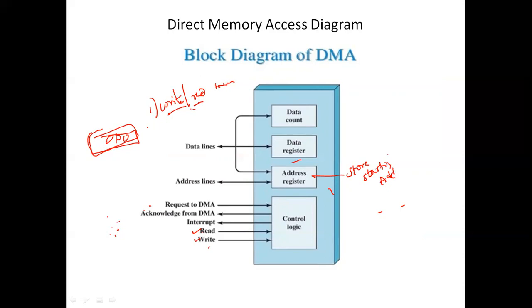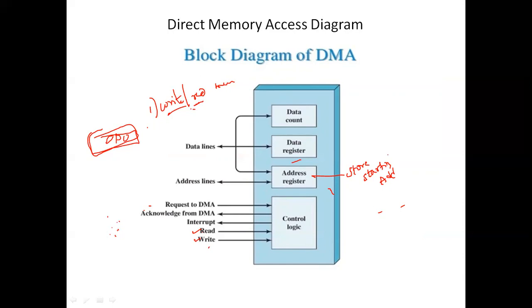Fine. That is the purpose of the address register: from where that block of memory has to be read or where the block of memory has to be written. The DMA controller stores that in the address register. It is also called the starting address register, or normally we can call it an address register.